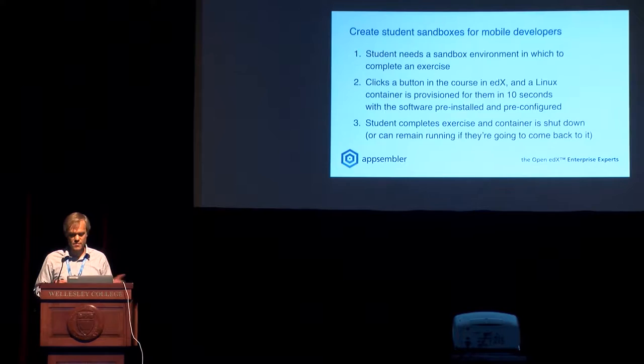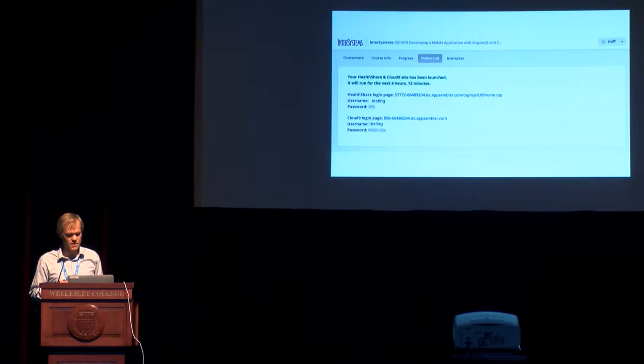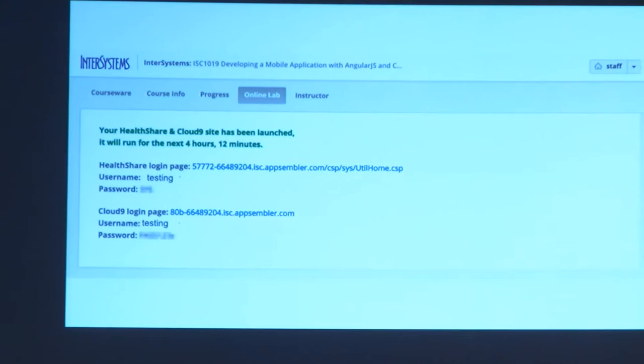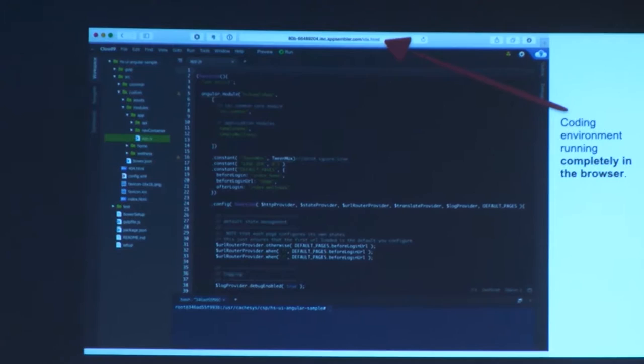This is how it looks. There's a button right in the edX course. They click that button. And then about 10 seconds later, they get these two URLs back, and in this case, it's a developer course, so the student has both an environment to see the software running, as well as a web-based IDE, or integrated development environment, so they don't have to download any software. We're using something called Cloud9 for that. This is what Cloud9 looks like. It's a web-based IDE. You can see that's the URL, so there's no software to download, and the student can actually do all the coding right in the browser.